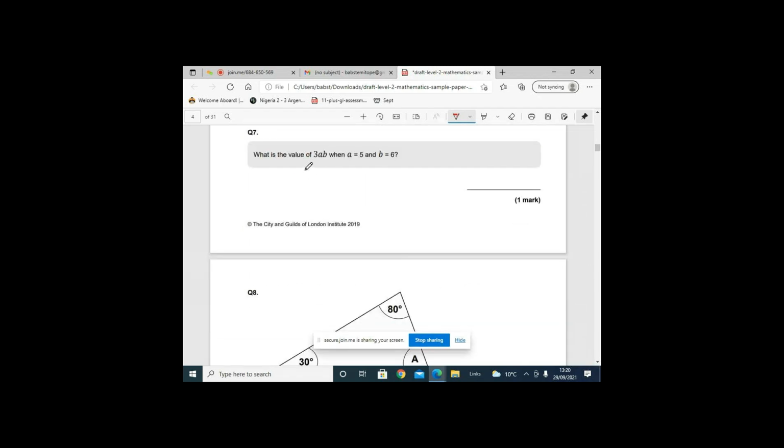So, this is a very common question called substitution. What's the value of 3AB if A is 5 and B is 6? What they're telling you here is that anywhere you see A, you put 5 there, and anywhere you see B, you put 6 there. So it's not going to be 3 times 5 times 6 separately. 5 times 6 is what? 30. 30 times 3 is going to give you what? 90. That's the answer. Just change the letters to the number they gave you.